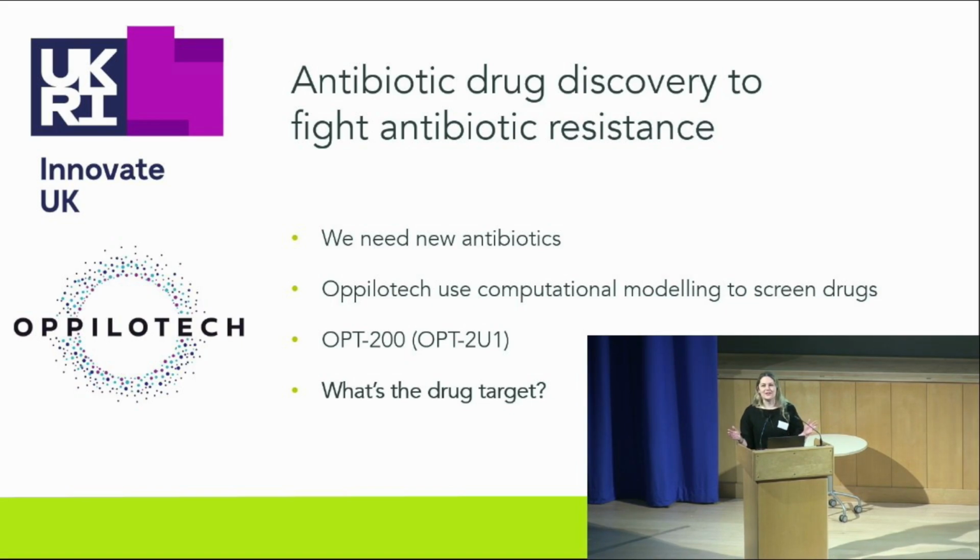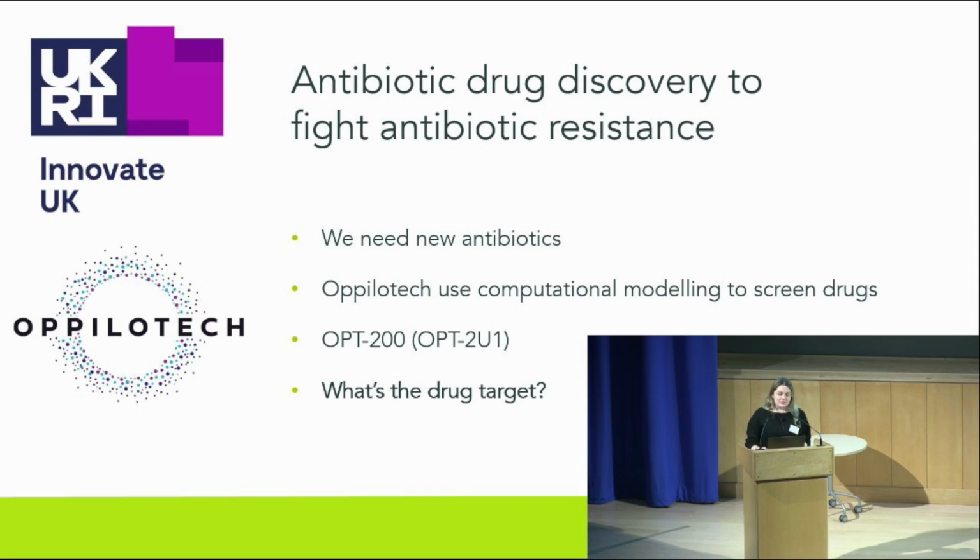I don't need to remind this audience that AMR is a massive problem, with increasing drug resistance in bacterial pathogens. One of the ways that we can combat that is by the discovery of novel antibiotics. Oplitec discovers these novel antibiotics using their computational model, and they had this candidate called OPT200 that was active against gram-negatives. They came to us with the simple question of, how does it act?